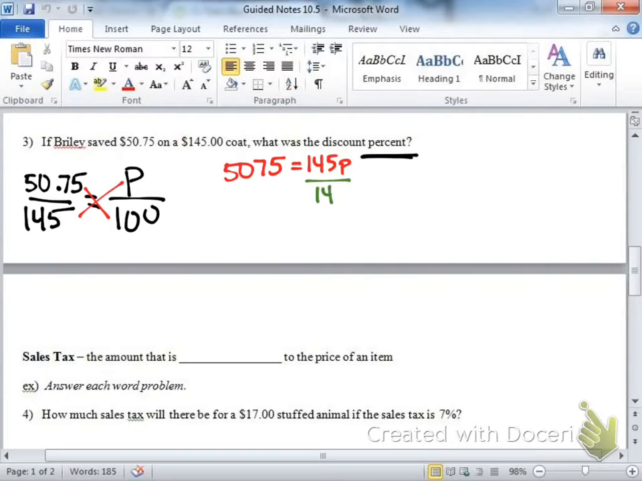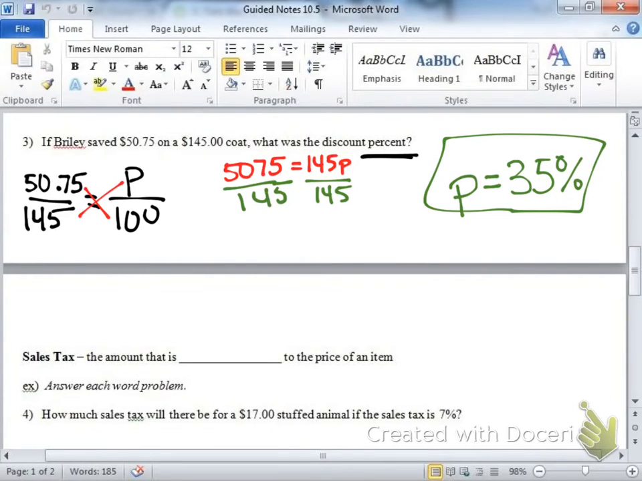All right, let's divide both sides by that 145. And that answer will be our discount percent. What is the discount percent? 35. 35%. So Briley, I guess that's a girl, got 35% off on this coat. What are your questions?